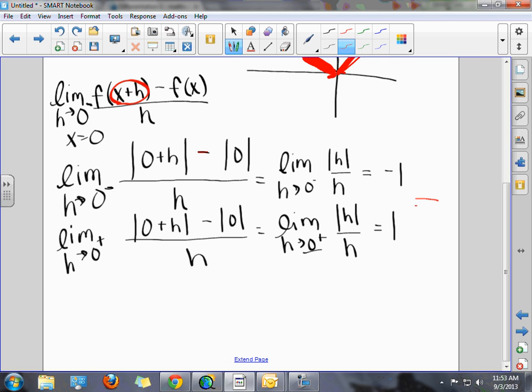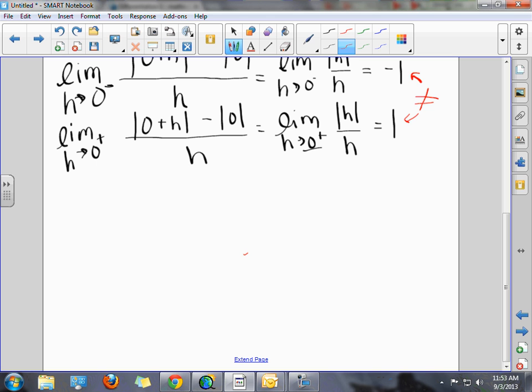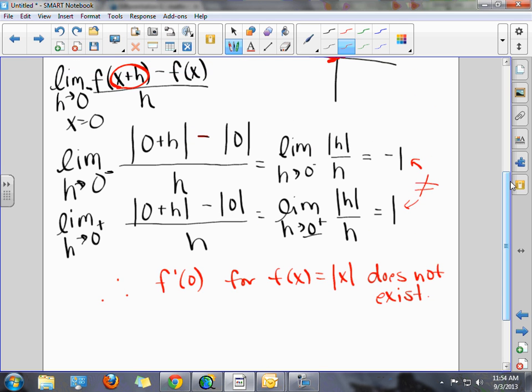So since these two things are not equal, the limit from the left and the limit from the right aren't equal to each other, and the limit doesn't exist. So this tells us, therefore, that f prime of 0 for f of x equals the absolute value of x does not exist. I think that's a pretty neat concept, especially that we can show it algebraically. How neat is that? I love it when we can use algebra for things. It makes things so much more fun.